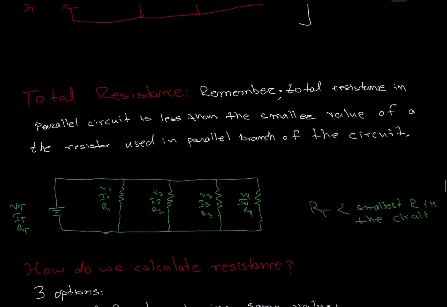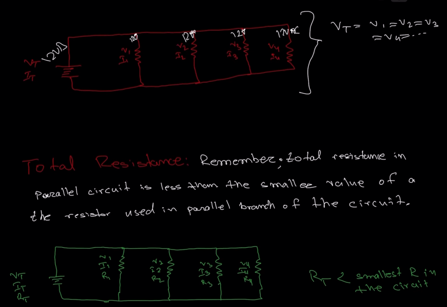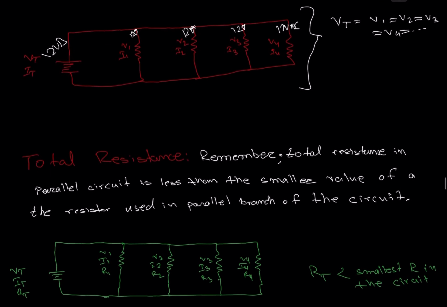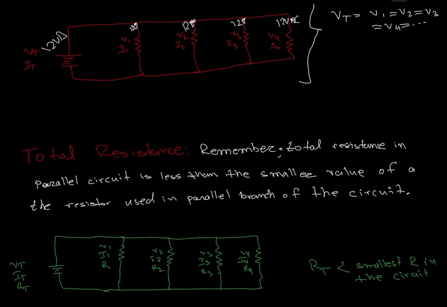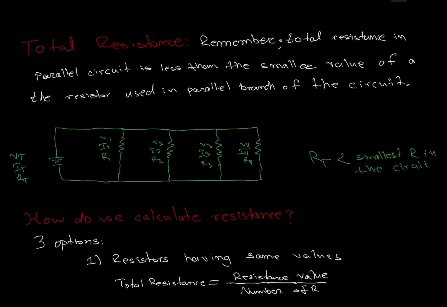Now what is the total resistance? Total resistance in a parallel circuit is not the same as the total resistance in a series circuit. In a series circuit, the voltage was different because each resistor had a different voltage drop. Here in a parallel circuit, the voltage stays the same and the current is different. In a series circuit we had the same current and different voltage. We have three ways to find the total resistance, actually.